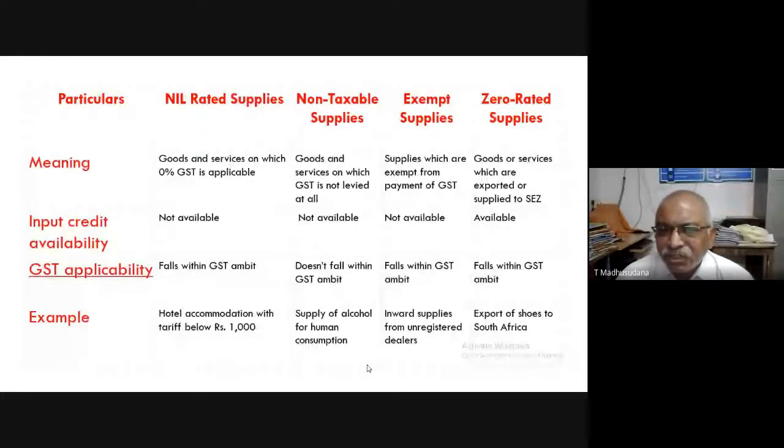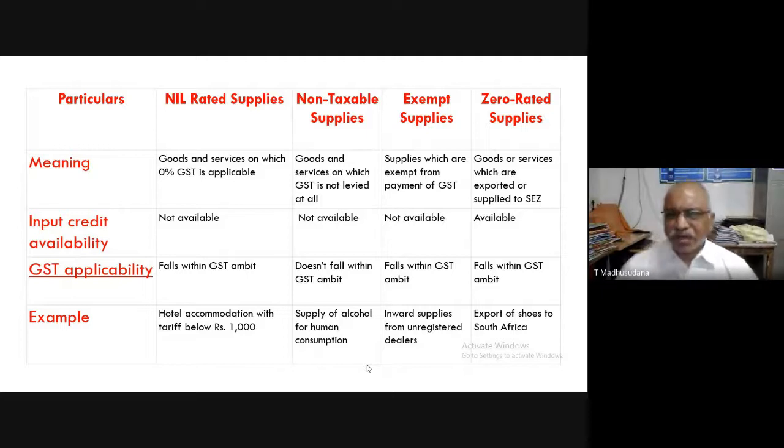Next, zero rated supplies means goods or services which are exported or supplied to SEZ. That's what the zero rated supplies which we are learning now. Goods or services which are exported or supplied to SEZ are known as zero rated supplies. Okay. Next, regarding the availability of input tax credit.